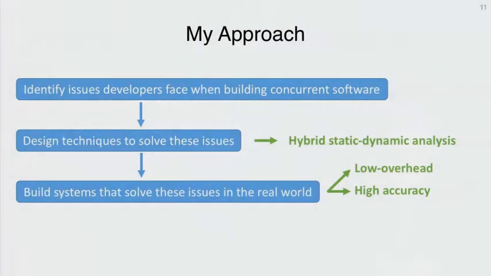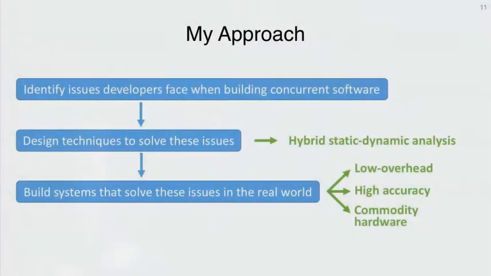The second design goal is aiming for high accuracy. We don't want to build inaccurate techniques and occasionally provide wrong results to developers because they will go on a wild goose chase, lose time, and ultimately not end up using the techniques and the tools. And finally, I try to make sure the techniques I develop are usable on commodity hardware so that developers can actually quickly pick them up and start using them right away.